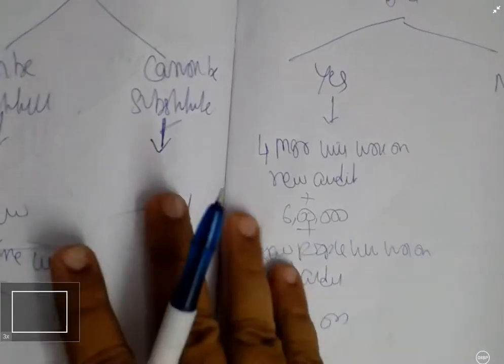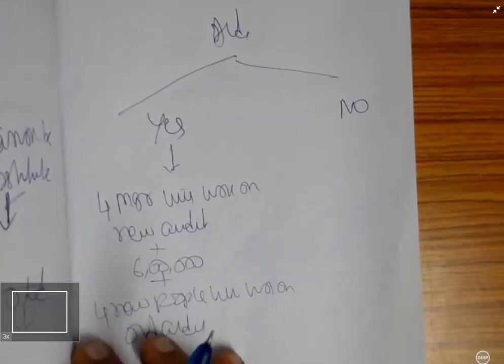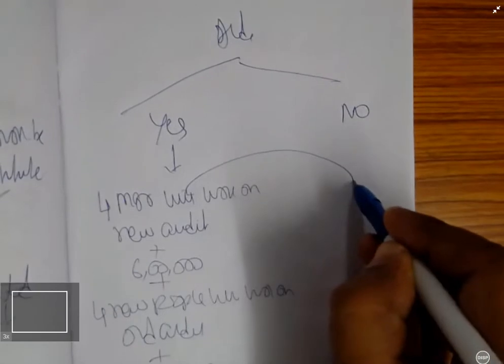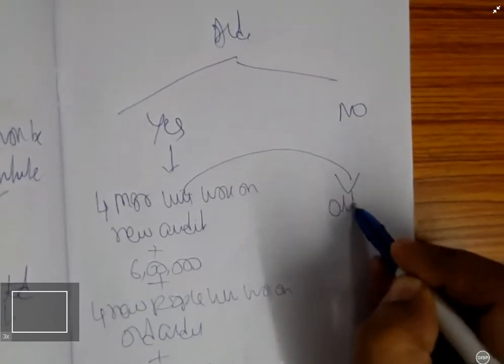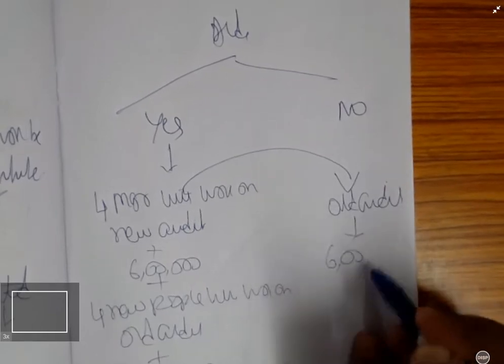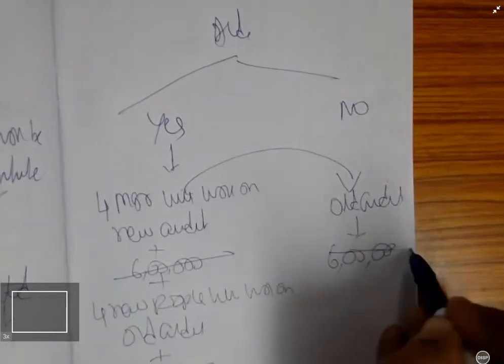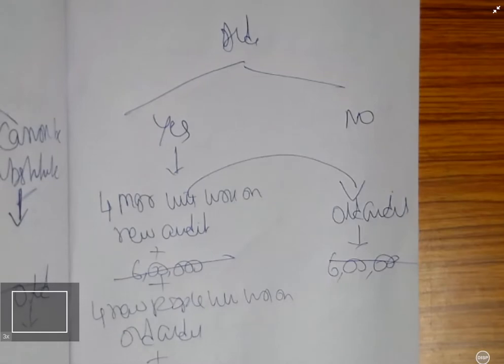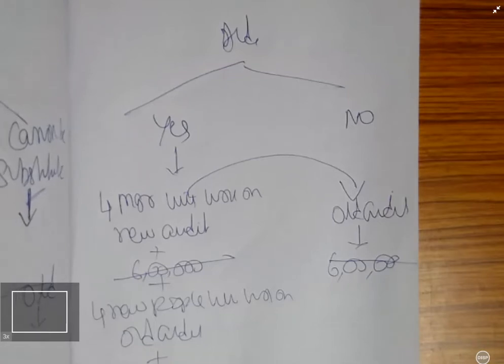If you decide not to do this, these 4 people will continue to work on the old audit. You'll continue to pay them 6 lakhs. So this 6 and this 6 is cancelled. This 6 lakhs has to be paid in both the scenarios. So technically that gets cancelled.